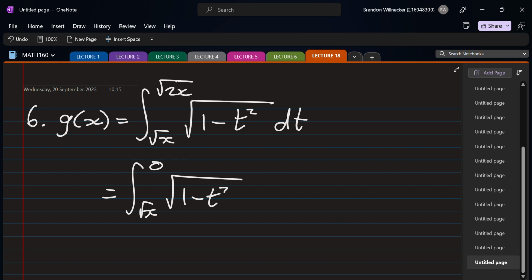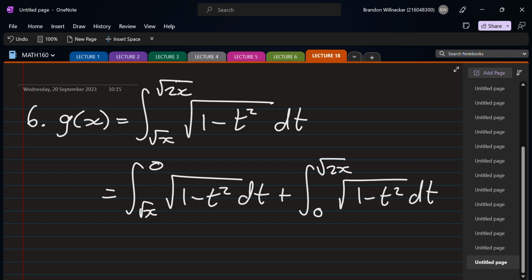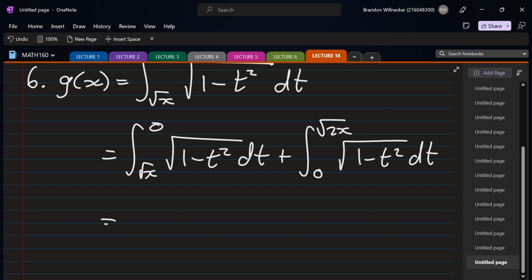Square root 1 minus t squared dt plus the integral from 0 to root 2x of the square root of 1 minus t squared dt. Okay, first term, we have the x part at the bottom. We want it at the top. We swap the bounds, we put a minus sign.